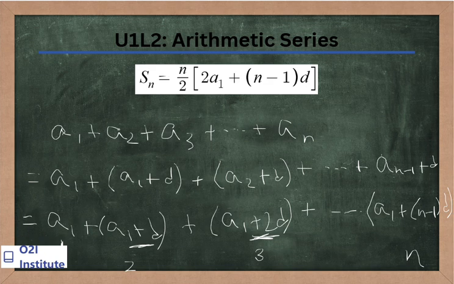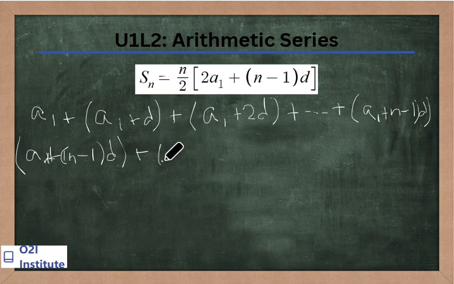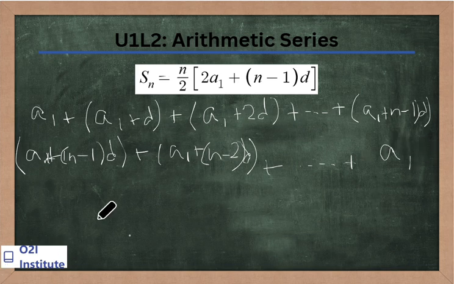And now let's just keep what we wrote last. And here we have what we wrote. And now we're going to reverse everything. So reverse: A1 plus n minus 1 D to the front, plus A1 plus n minus 2D, plus all the way to A1. This is the reverse of the top function.